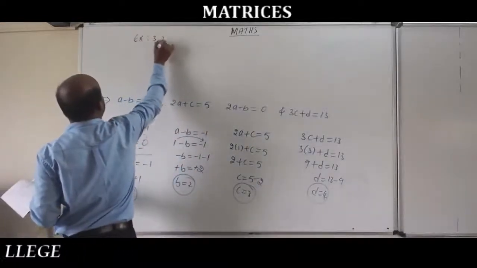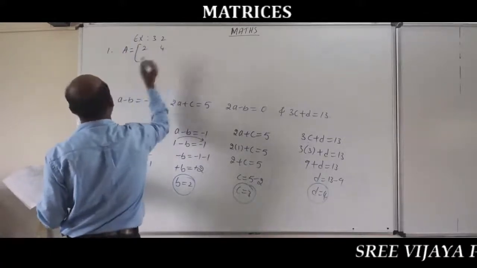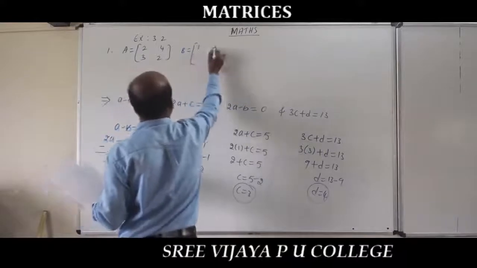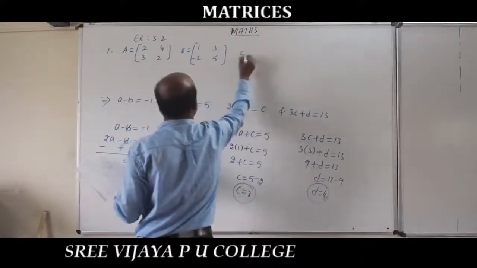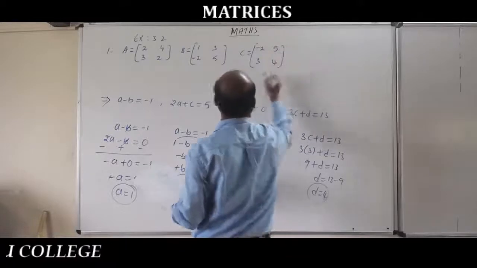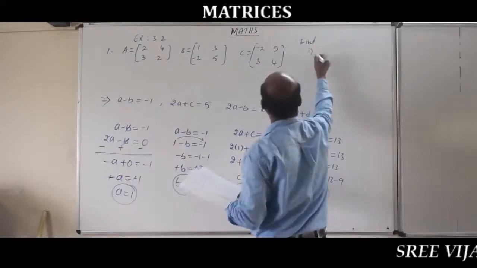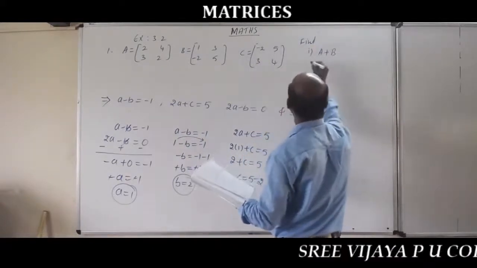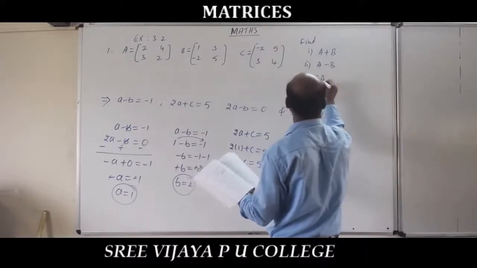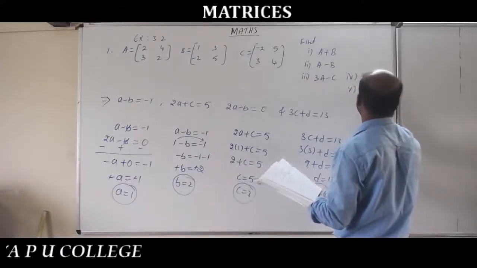So exercise 3.2. Matrix A equals 2, 4, 3, 2. Matrix B equals 1, 3, minus 2, 5. Matrix C equals minus 2, 5, 3, and 4. So we have to find first one addition A plus B, second one A minus B, third one 3 times A minus C, and the fourth one is AB, fifth one is BA.